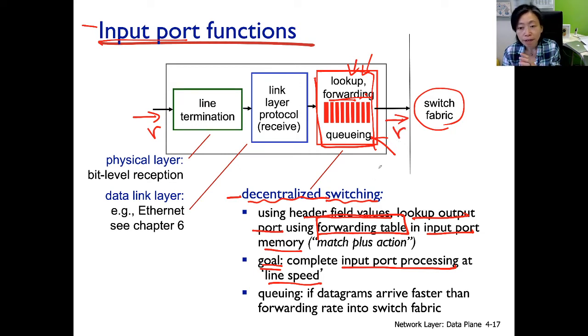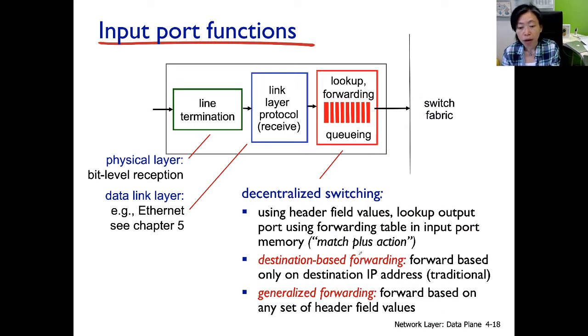If this is so, and this is R prime, and R prime is smaller than R, then we'll end up having this. Packets get queued. Packets need to wait somewhere in a temporary buffer before they can go out. So that's queuing. If datagrams arrive faster than they can go out into the switch fabric, then there's queuing delay.